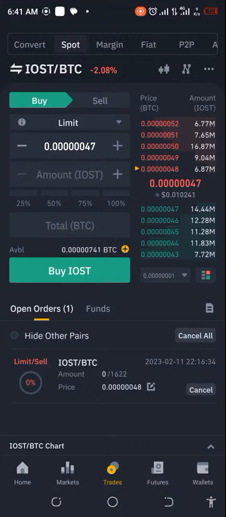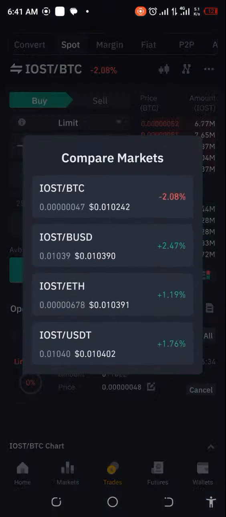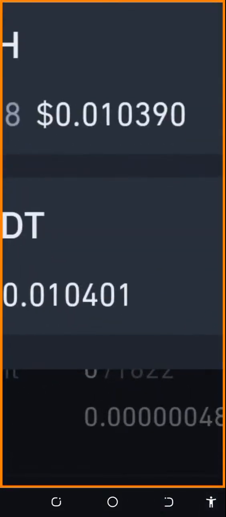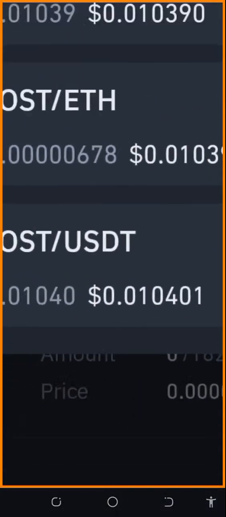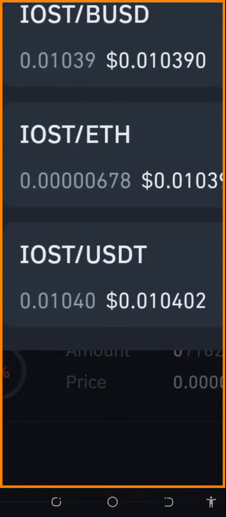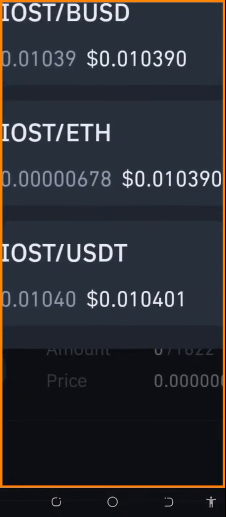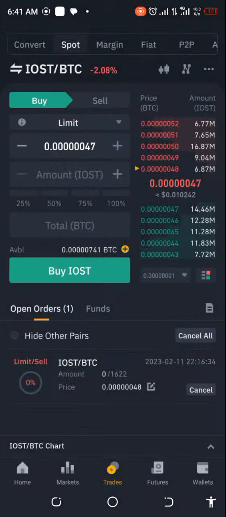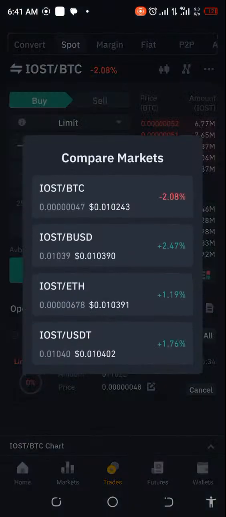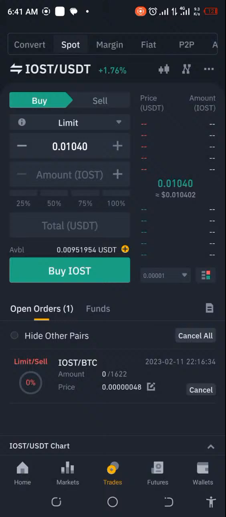So this is the time to employ the boomerang strategy. Okay, so let me go to check the compare markets and see. Yeah, look at it. IOST USDT is actually 0.0104. So at this time, we can actually employ the boomerang strategy where we'll do the sellback strategy. We'll just check and see if this is going to give us some profit. So let's put it there and simulate first.